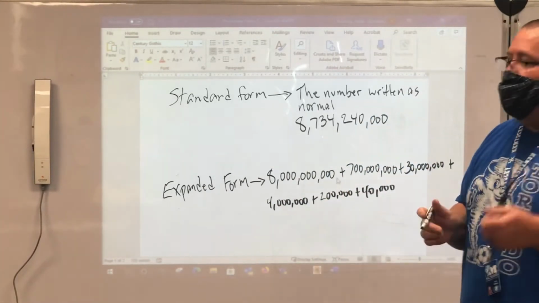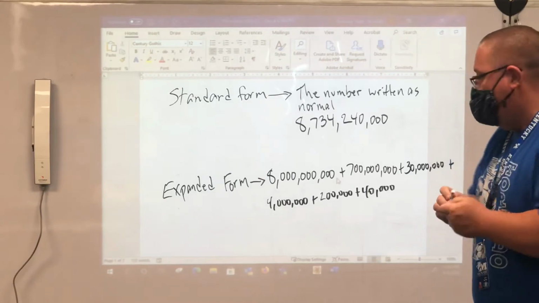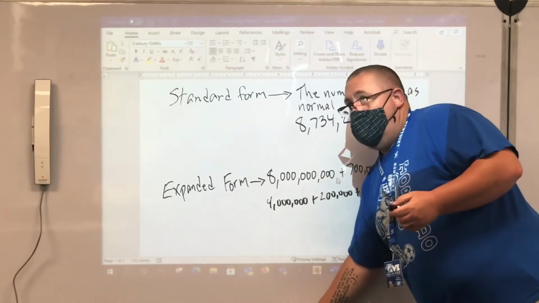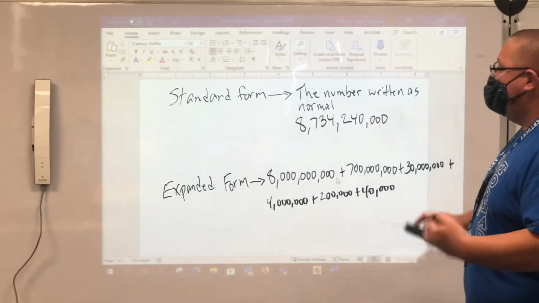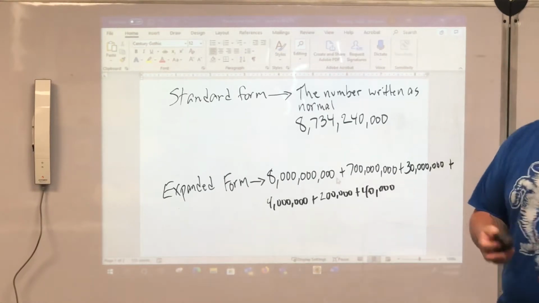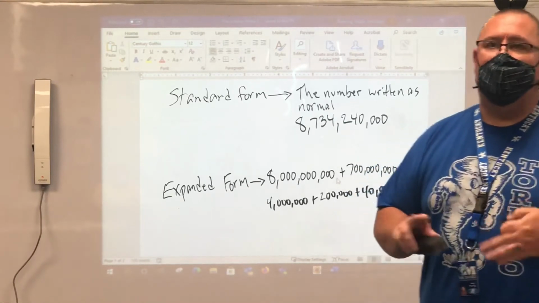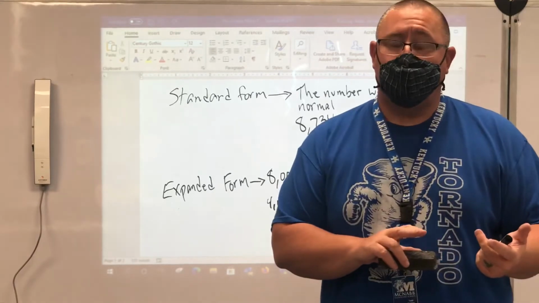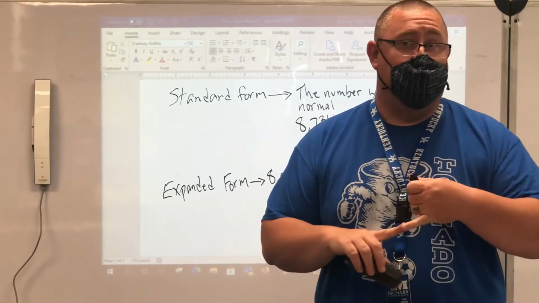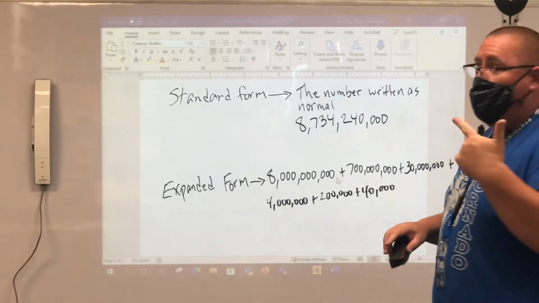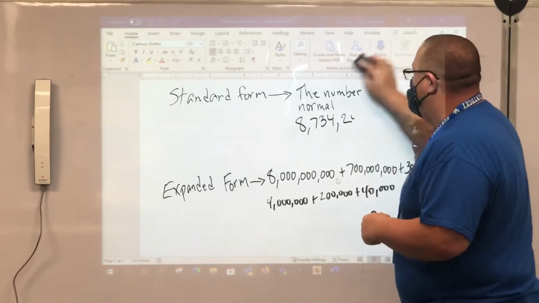So that's expanded form, where we put in the pluses and add each unit from each period together. Again, that's not on your packet of work, but I still wanted to go over it because it's extremely important that you know those different forms. You can also put it in words. So you've got standard form, word form, and expanded form.